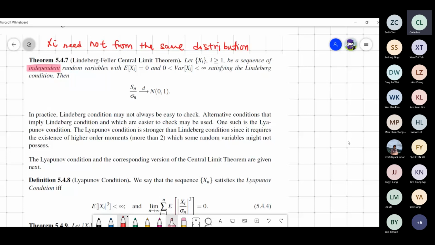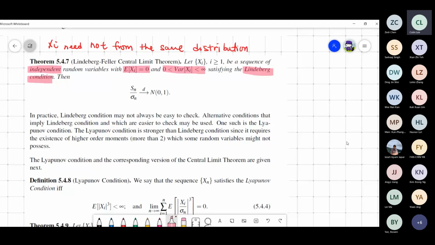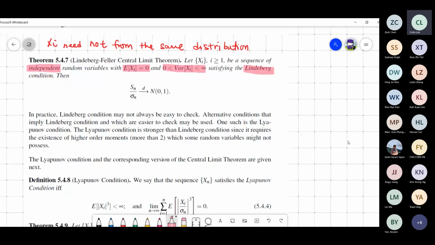So again, this is technical, just to simplify the formula, and we also need the variance to be finite, and it satisfies the Lindeberg conditions. Okay, 1, 2, 3, 4. Then we have the central limit theorem conclusions.